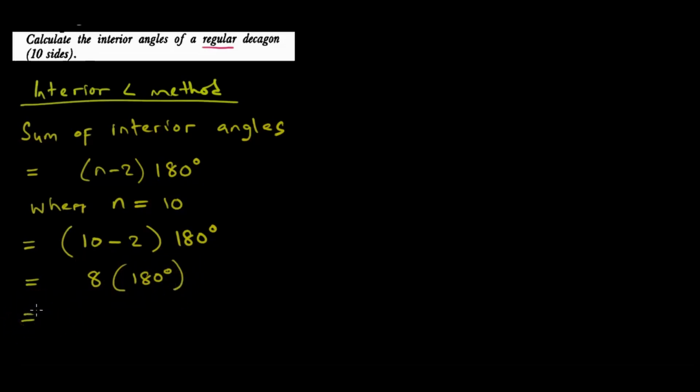And what is this equal to? If we multiply 8 times 180, we get 1440 degrees. This is what we get. But reading our question again, it is not asking for the sum of all the interior angles. Our question says calculate the interior angle of a regular decagon. It only wants one angle.